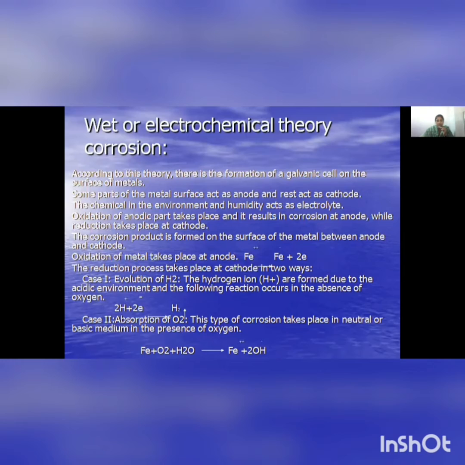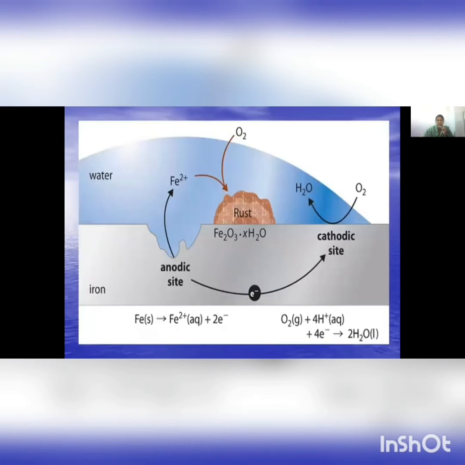So if it is evolution of hydrogen, that means the hydrogen ions H+ are formed due to the acidic environment, and the following reactions are in the absence of oxygen. And case 2, absorption of oxygen. Here this type of corrosion takes place in neutral or basic medium in presence of oxygen. Evolution of hydrogen is in the absence of oxygen, but absorption of oxygen in presence of oxygen means Fe + O2 + H2O gives rise to Fe2+ + 2OH- ions.